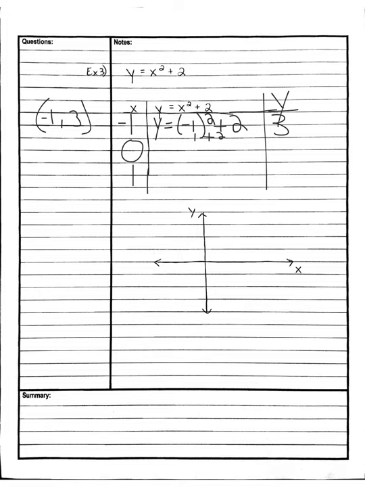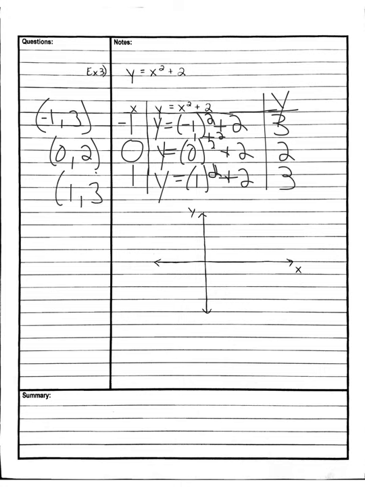Let's go ahead and substitute in 0. Y equals 0 squared plus 2. Well, 0 times 0 is 0 plus 2. The 0 is always kind of the nice one to plug in, isn't it? So we have 0 comma 2 as our ordered pair. And now we need to substitute in our 1. And when we do that, we get 1 squared, which is 1 times 1, which is just 1, plus 2, and we get another 3. And so this is 1 comma 3.